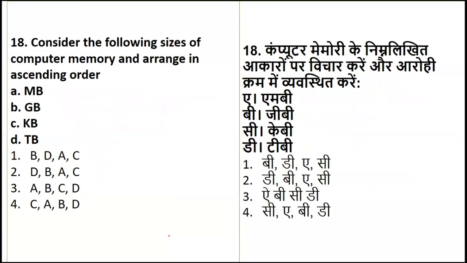Now, consider the following sizes of computer memory and arrange them in ascending order. So megabytes, gigabytes, kilobytes, and terabytes. You have to arrange them in ascending or descending order. Just remember, ascending means it goes on increasing. I will just wait, then I'll come to the right answer. Yes, very good. So it is increasing order, as I said. Please remember that it starts with kilobytes, then megabytes, then gigabytes, and then terabytes. So D should come last, and here in both the options D is last, so you should match properly. Kilobyte is the one which starts.